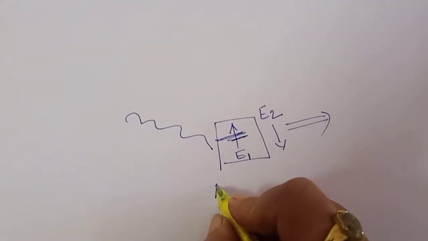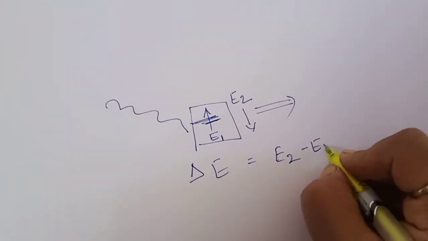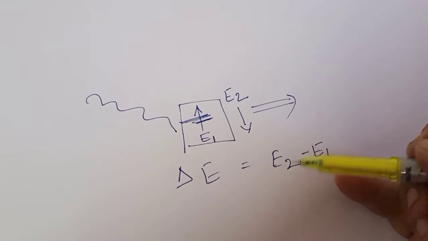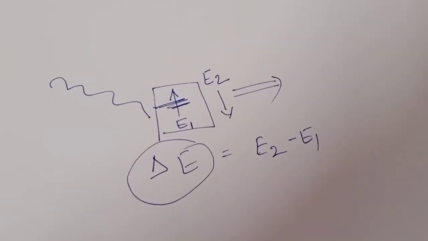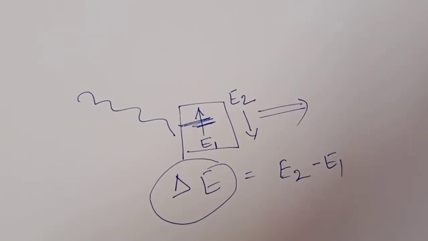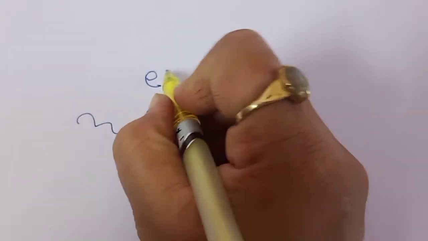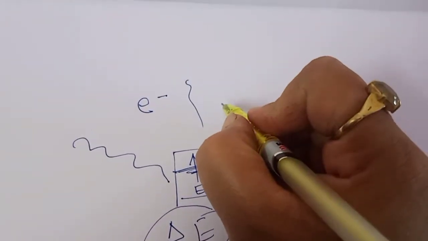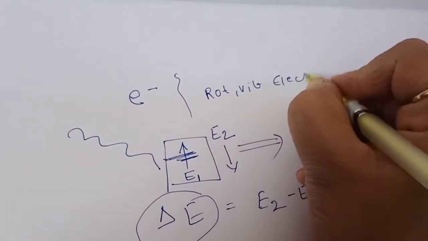When it comes back, we have to calculate the difference between the two levels, from where the electron jumps from the final level to the ground state. That energy difference we have to calculate. So what are the other things we have to study? We are talking about the electron. A molecule has different types of energy levels: rotational, vibrational, as well as electronic transitions.